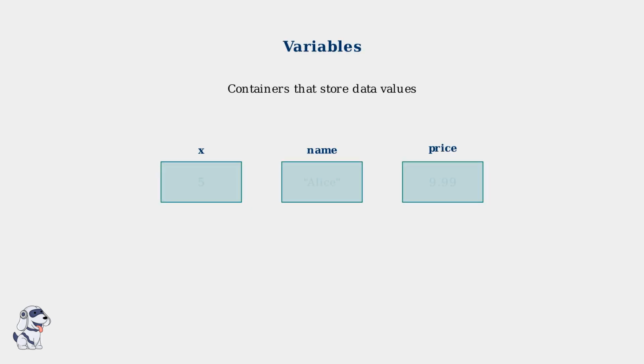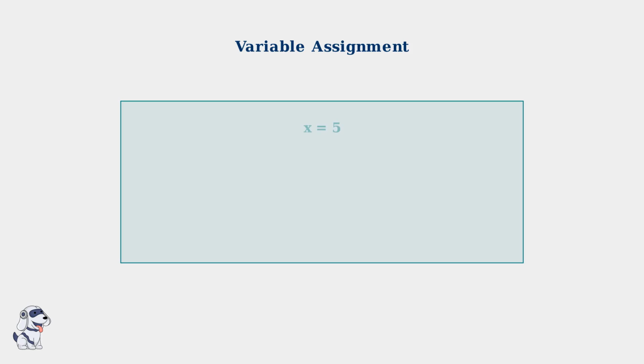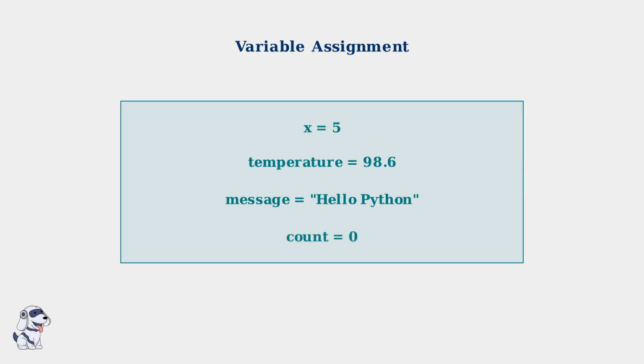Variables are like containers that store data values. Think of them as labeled boxes where you can put different types of information and retrieve them later. To assign a value to a variable, we use the equals sign. The variable name goes on the left and the value goes on the right. Python automatically determines the data type.